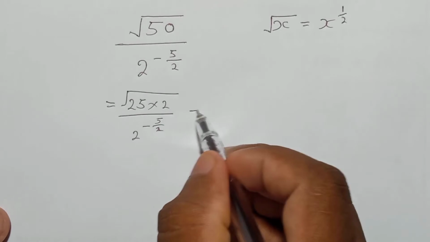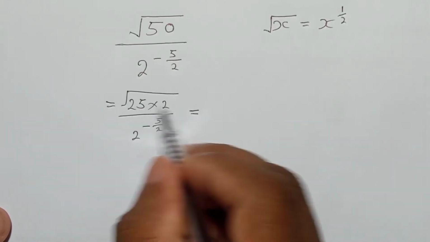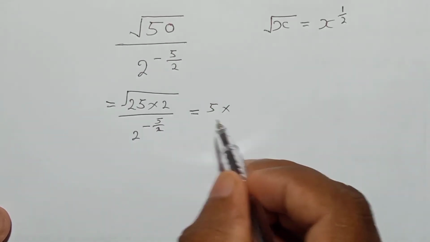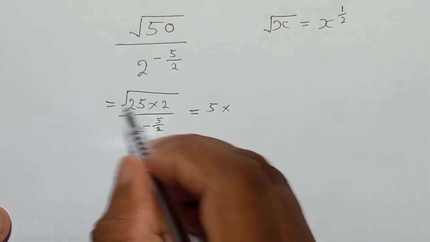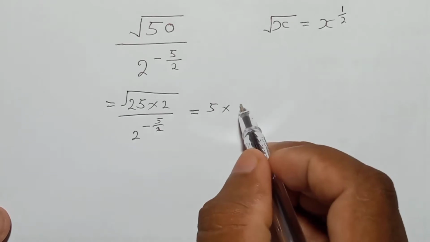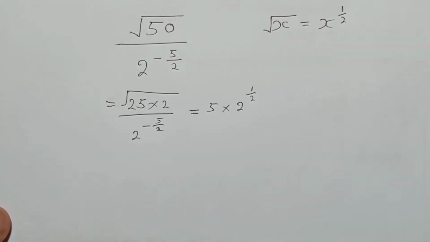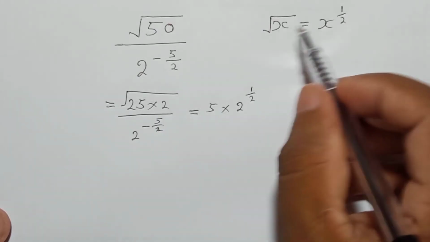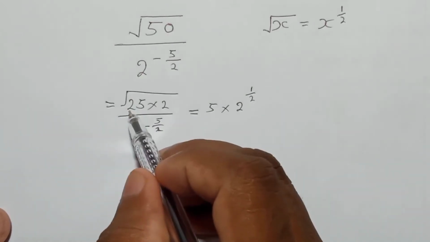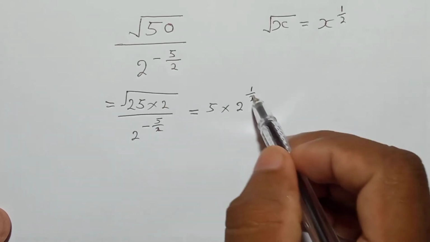Okay. Now here this square root sign belongs to both, right? So that's why square root of 25 means 5. I can write it that way: square root 25 times square root 2, then square root 25 means 5. Then here square root 2 means 2 to the power half. Square root 25 means 5, square root 2 means 2 to the power half.